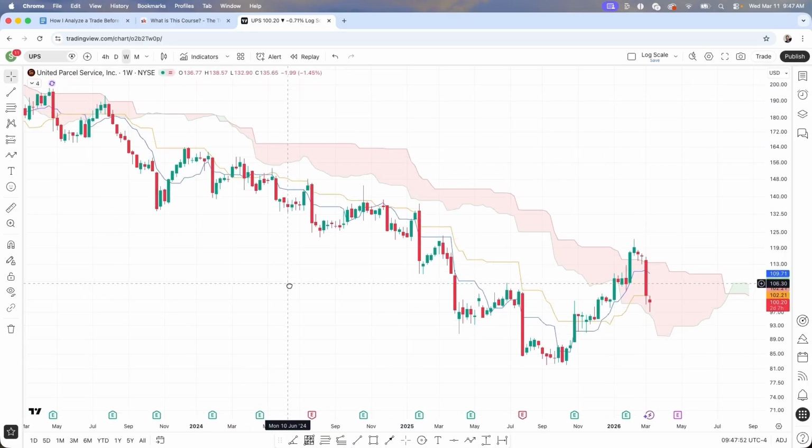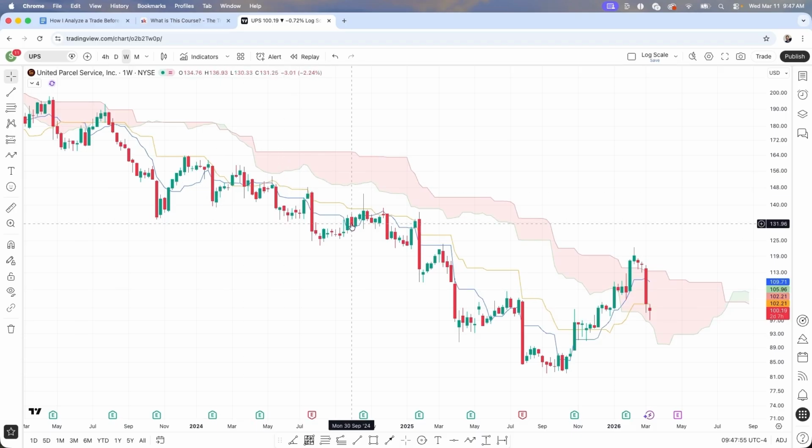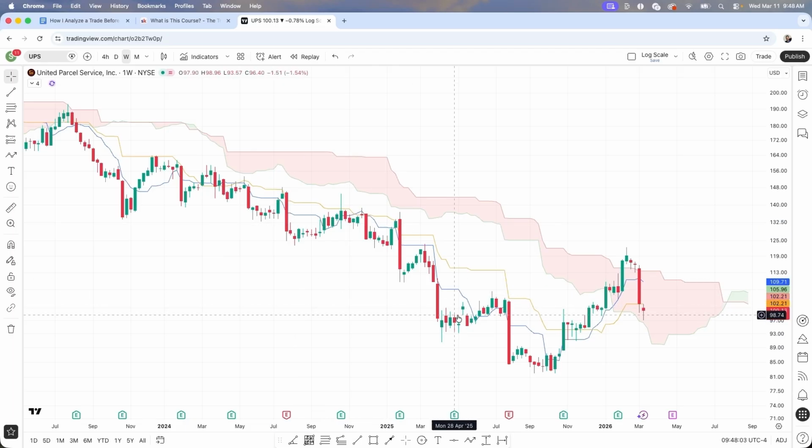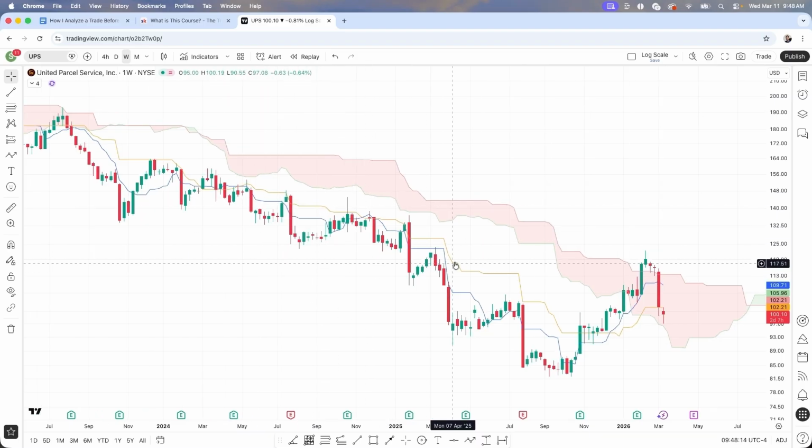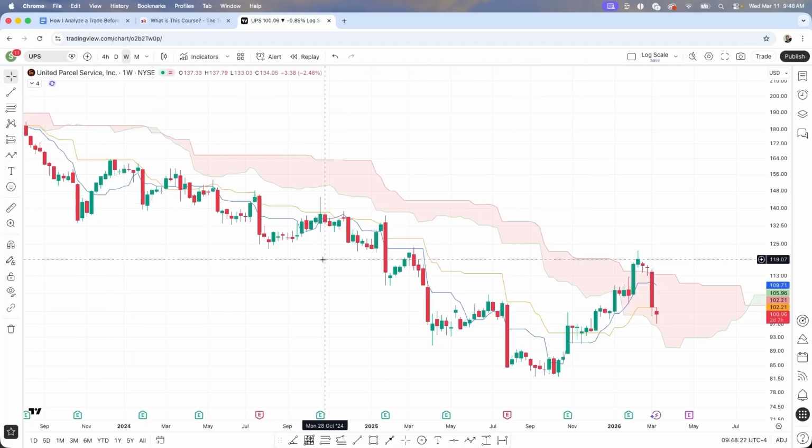We can see here that price over the last few years has been below this red cloud, indicating a bearish trend. And price has never really been able to close above the blue or the orange lines here. The blue line is the short-term momentum line, and the orange line is the medium-term momentum line. So with one quick look at this chart, you can think, this is bearish. You don't want to buy anything that has a chart that looks like this.